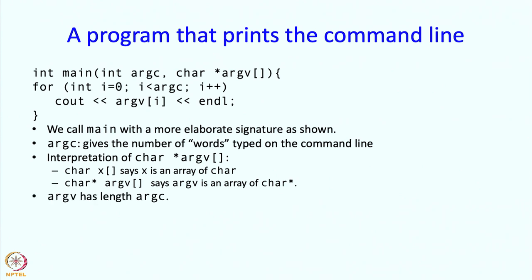Okay, and argv has length argc. So this argc that is given is the length of this array. So how many elements are there? There are argc elements in this array. So argv is the name of an array, it has argc elements, and each element is a char star. So it points to another char array. Okay? So I think a picture is necessary, so let me draw a picture.